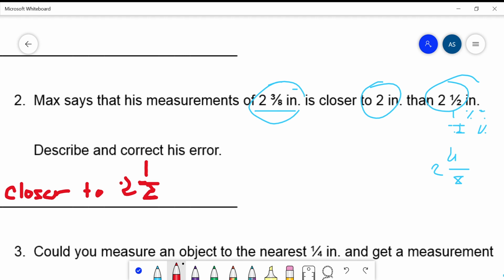Right? Because this is only 1/8 apart. 2 3/8 and 2 4/8 is only 1/8 apart, while 2, a whole number, which is equivalent to 16 over 8, is smaller by 2/8 inches. So that's why it is closer to 2 1/2. Alright?